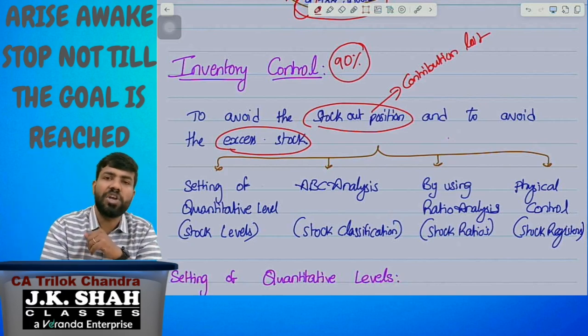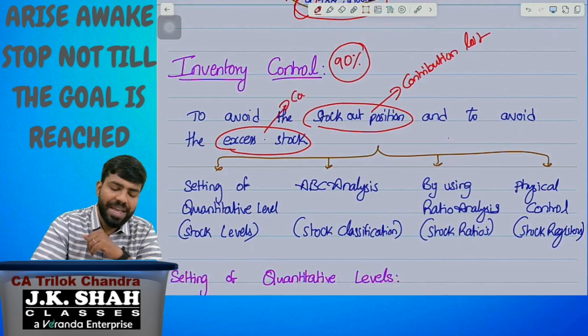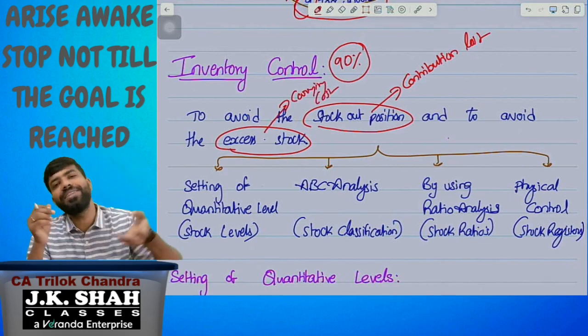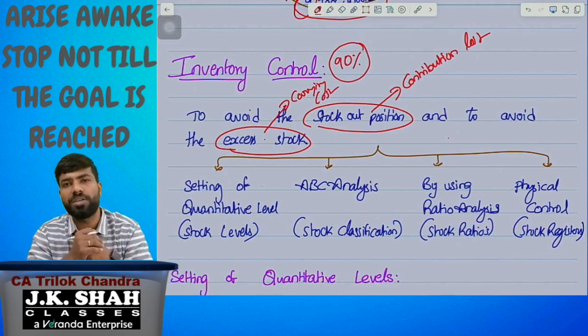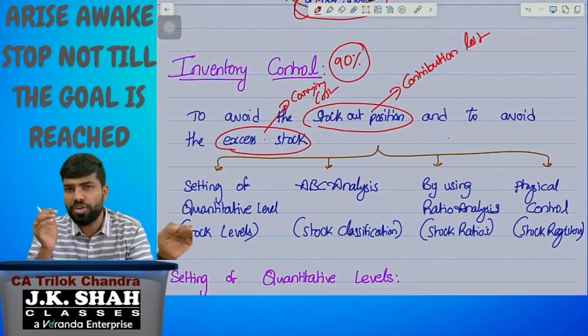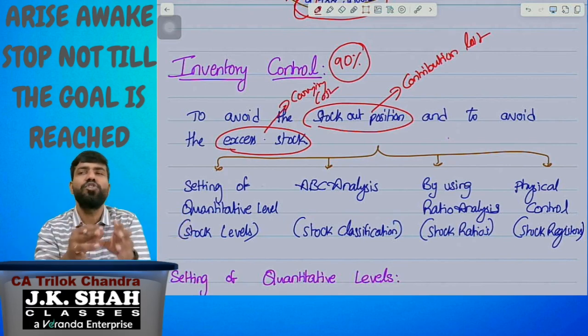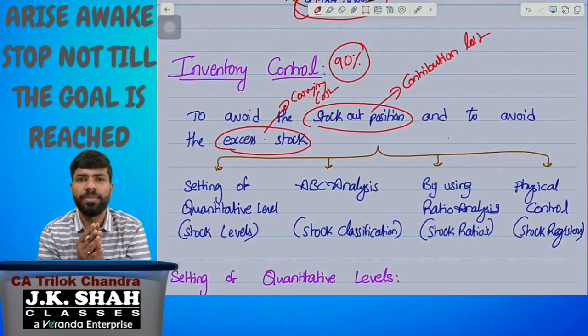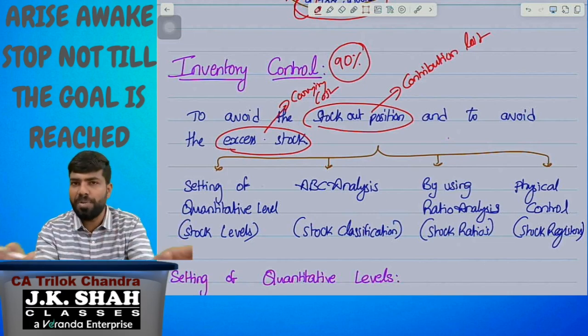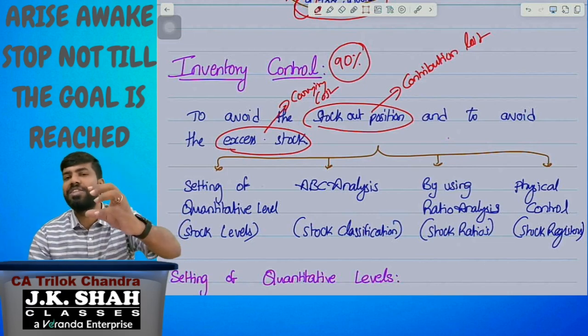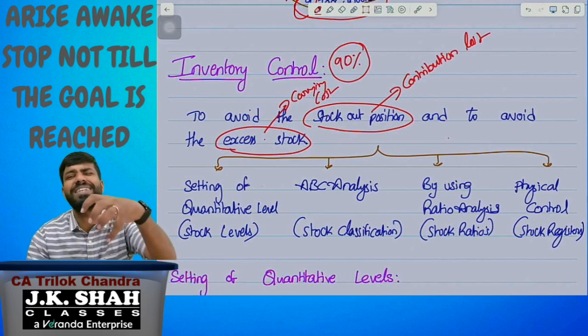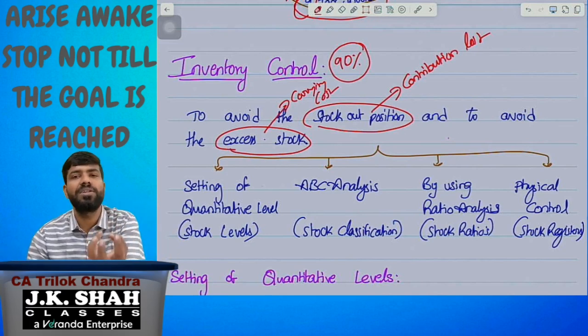When there is excess stock, there will be excess carrying cost. When you are maintaining the excess stock, there will be excess carrying cost. There should not be excess stock, there should not be deficiency. We need to maintain according to the availability. 100% accuracy might not be possible, but we'll try to reach it to the extent possible. At least we should make it available to the extent of 95%. 100% availability might not be possible.